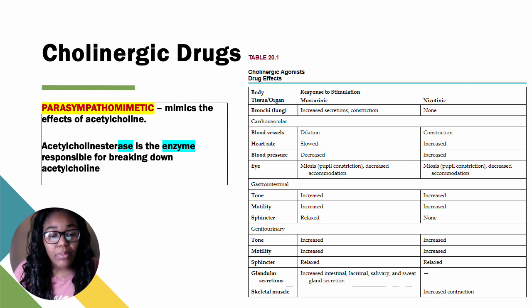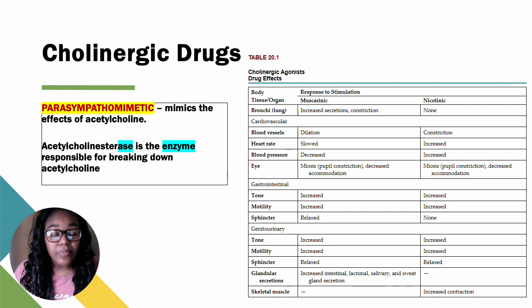So the thing about the parasympathetic nervous system is that the drugs are known as parasympathomimetics, or they are drugs that mimic the effects of acetylcholine. They're also known as cholinergic agonists. So anytime you hear any of those three terms, cholinergic drugs, parasympathomimetics, or cholinergic agonists, they are drugs that stimulate, very similar to acetylcholine, the muscarinic and the nicotinic receptors.